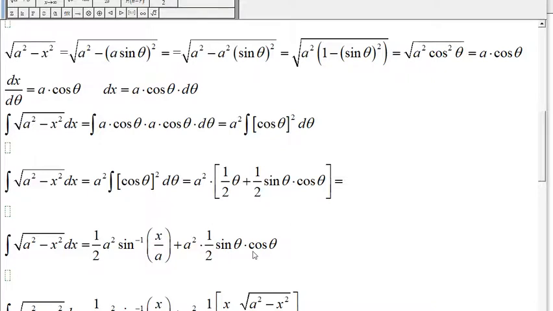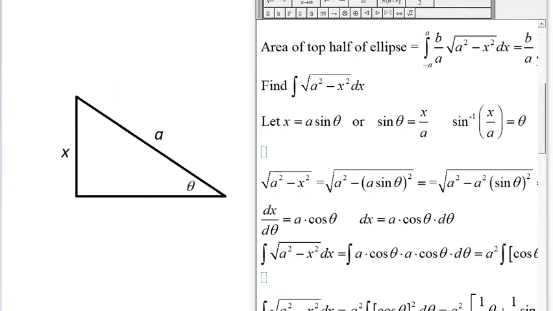And now let's find sine of theta and cosine of theta in terms of x, since the original problem was in terms of x. From here we have sine of theta is x over a. By definition of sine, sine is opposite over hypotenuse. So this is the angle theta, the opposite side is x, and the hypotenuse is a.